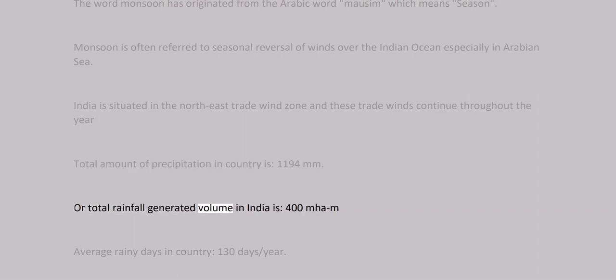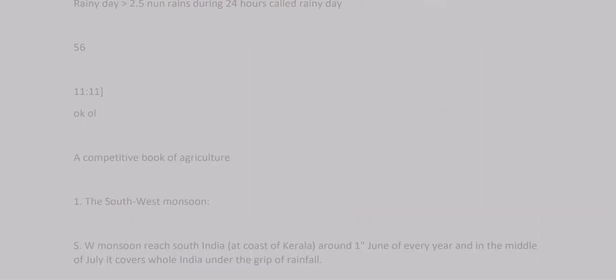Total rainfall generated volume in India is 400 mHam. Average rainy days in the country are 130 days per year. A day with rain greater than 2.5 mm during 24 hours is called a rainy day.